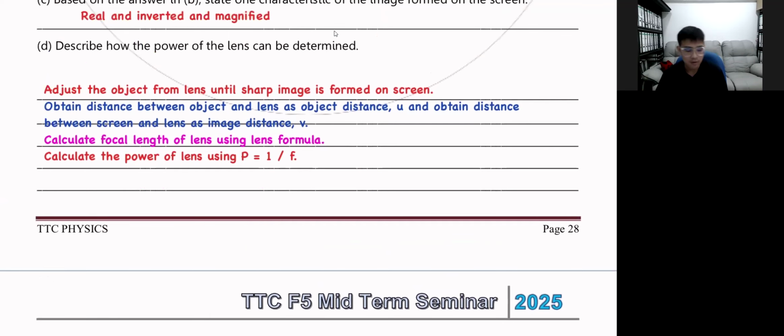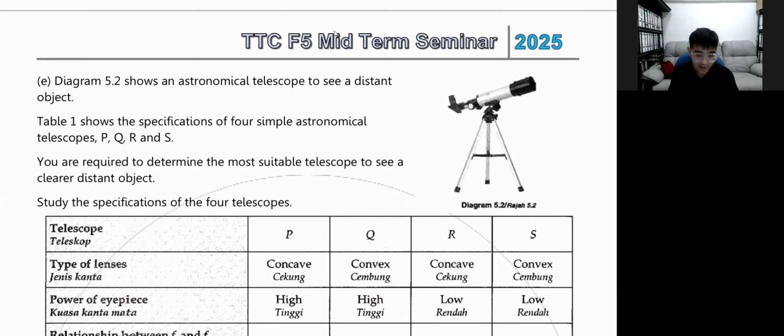Okay, now the next one. The next ones are the last two questions. So we have two essay questions, question E and question F. Question E is an essay related to the telescope. Remember, a telescope is an optical device that we use to see distant objects, that means very far objects.